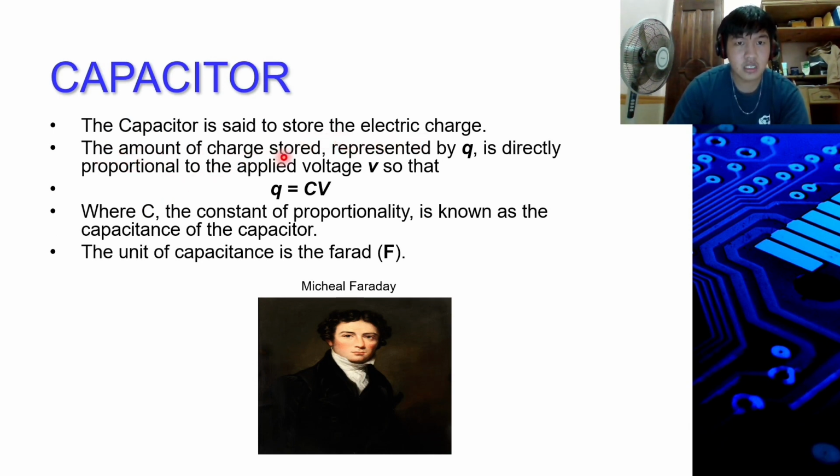The amount of charge stored, represented by Q, is directly proportional to the applied voltage V, so that Q is equal to CV, where C, the constant of proportionality, is known as the capacitance of the capacitor, and the unit of capacitance is the farad, contributed by Michael Faraday. Michael Faraday was an English scientist who contributed to the study of electromagnetism and electrochemistry.